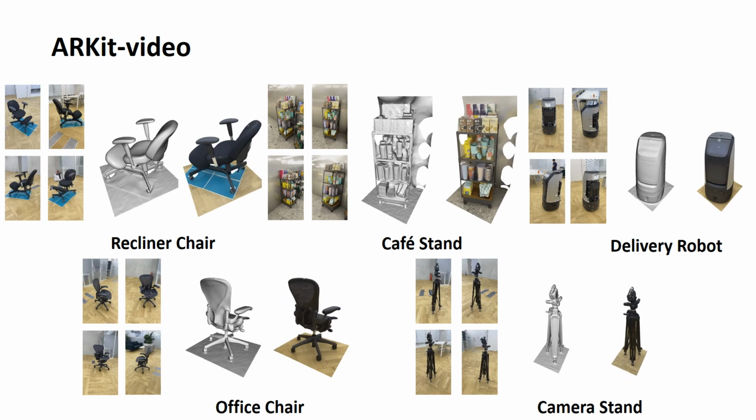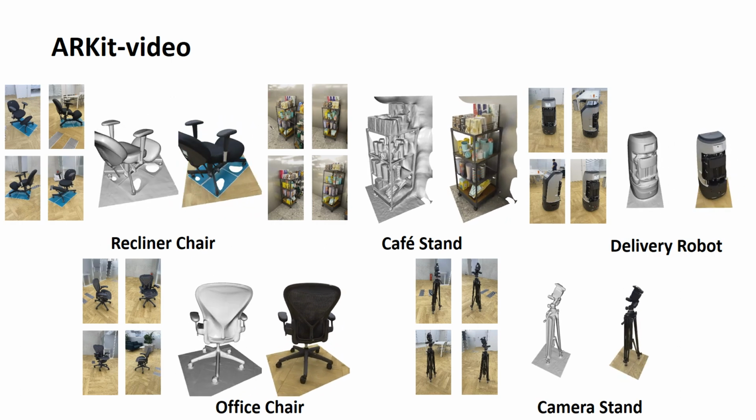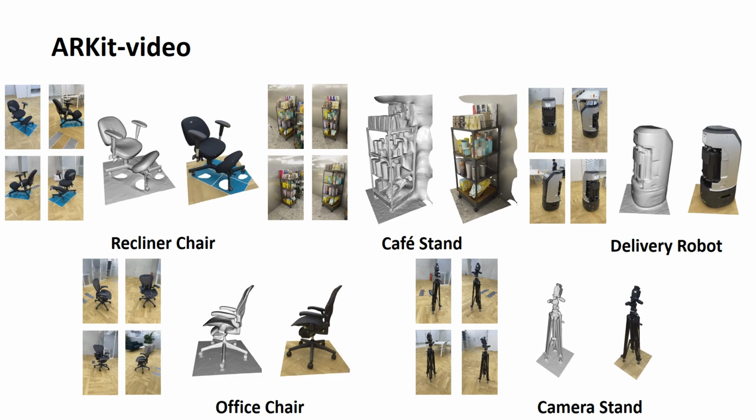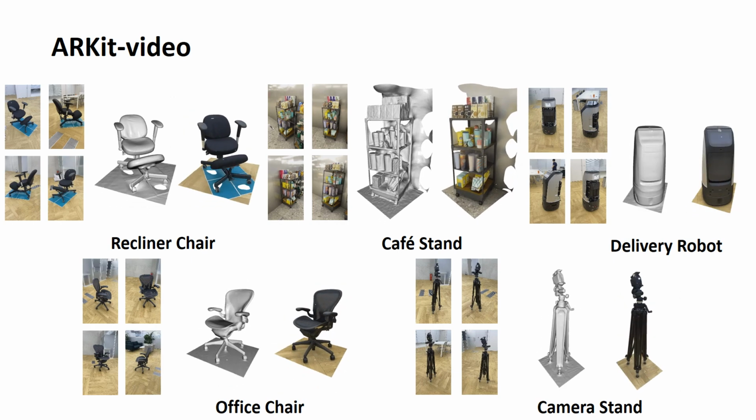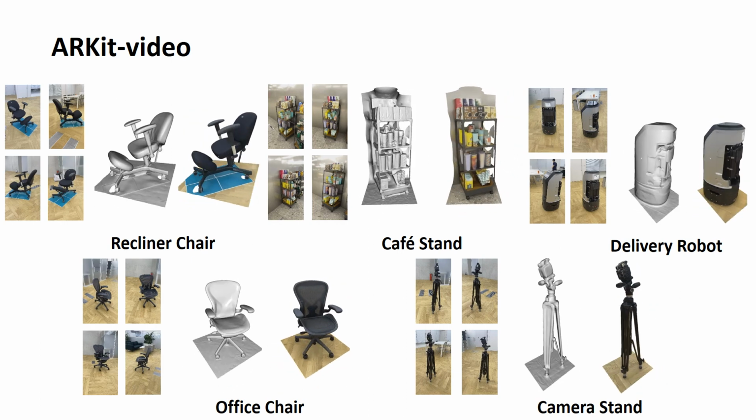ARKit video collects long video sequences similar to datasets for RGBD SLAM. We use from 50 to 80 images to reconstruct mesh and texture.